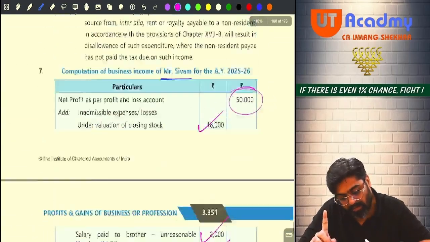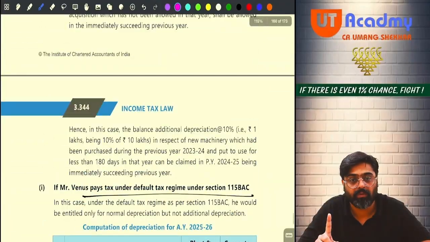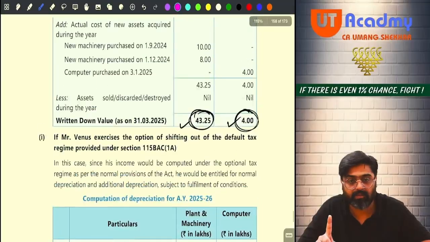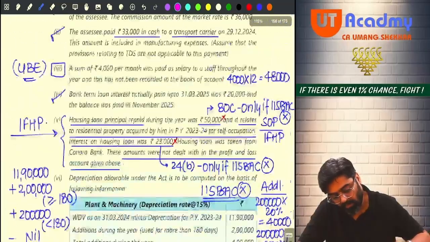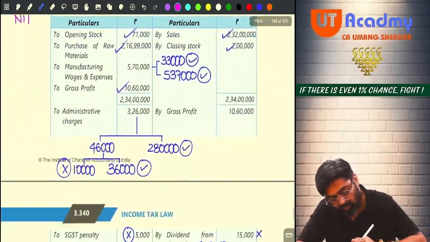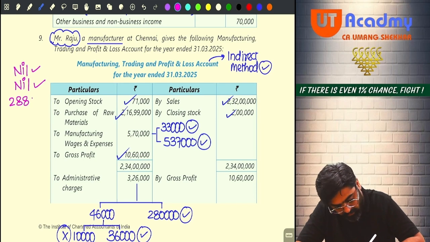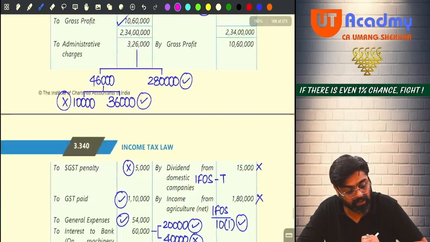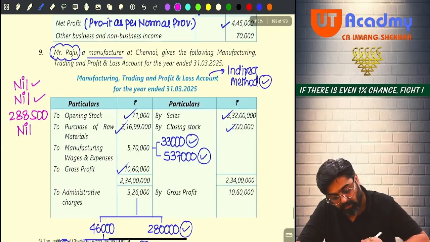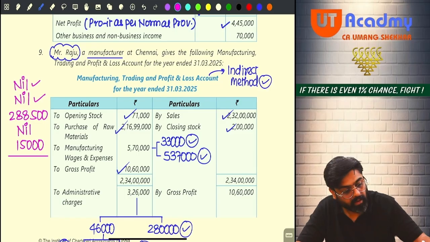Now, I have got my PGBP income and you know how to present it now. Sure? In question number 1 only I have explained in detail how you will present. So what you are going to do here? Now you are going to write down salary head nil, house property head nil, and PGBP head will be 2,88,500. Do you have capital gain? No. Do you have IFOS? Yes. In IFOS you have one taxable income only, 15,000 dividend. So IFOS head total will be 15,000. Can you add 15,000 over here? 288,500 plus 15,000 will be 3,03,500.